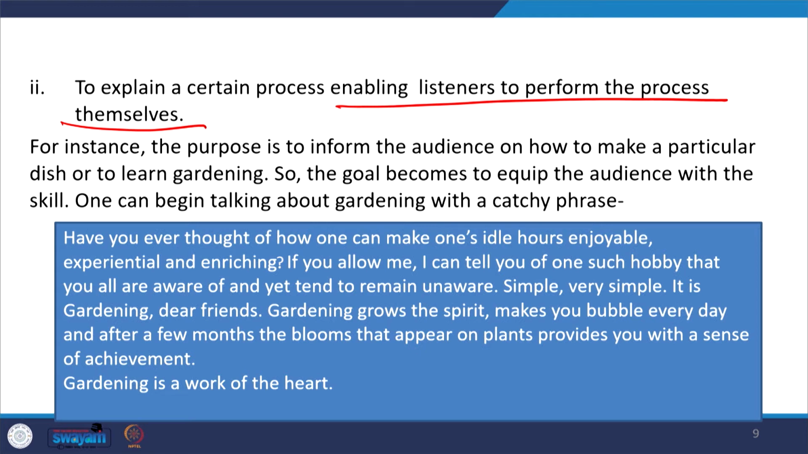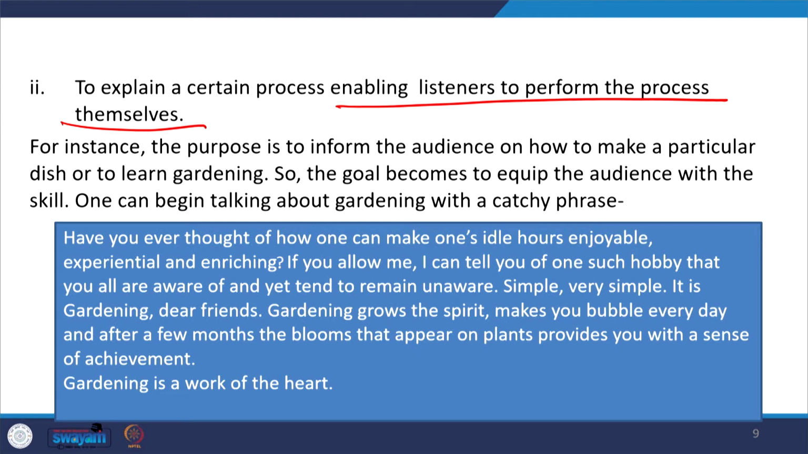Gardening grows the spirit, makes you bubble every day, and after a few months, the blooms that appear on plants provide you with a sense of achievement. Don't you find it interesting the way the speech moves on? And then you will talk about how gardening can take place, and how there are other steps involved in it.